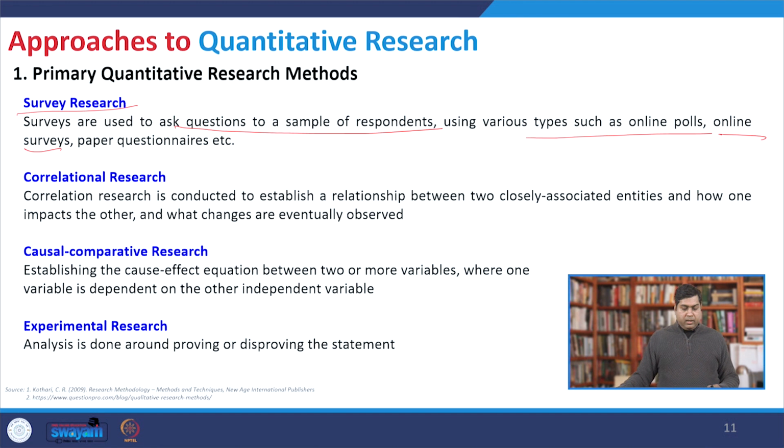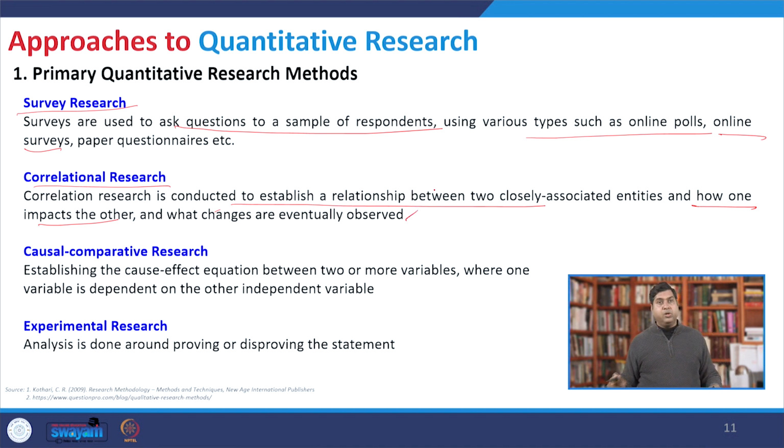Also we can go for correlational research, which is conducted to establish the relationship between two closely associated entities, how one impacts the other and what changes are eventually observed. This is very common. For example, for any particular region, how does a change in population density impact land use or other activity in that city? If you make that correlation, you will get it. It may be directly proportionate, directly related, or inversely related in some cases.